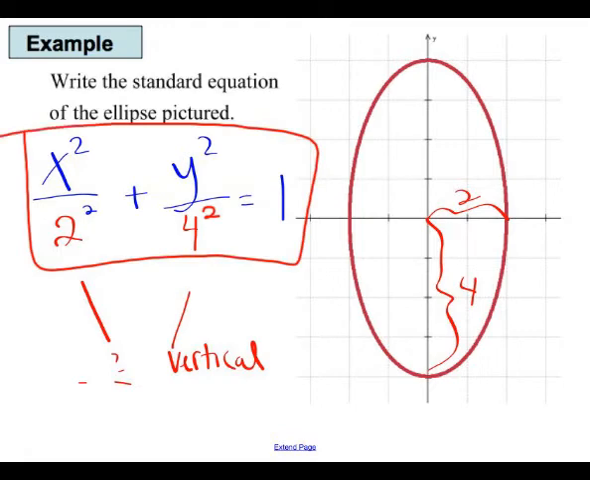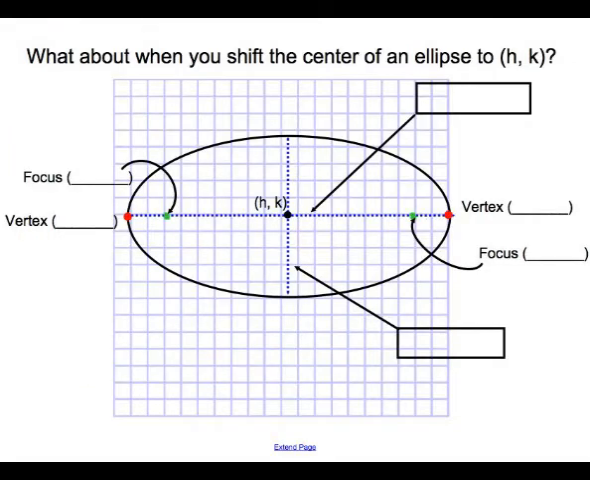So now what happens when we shift the graph? Well, just like when we shift parabolas or when we shifted circles, it simply shifts the center, but really everything else kind of stays the same. The process stays the same. You're still going to find the major axis and the minor axis, but where you start from is going to be different. So this is going to go in your notes packet that you created in class. So when we're talking about shifting an ellipse, the first key thing is that the center is now at h, k.